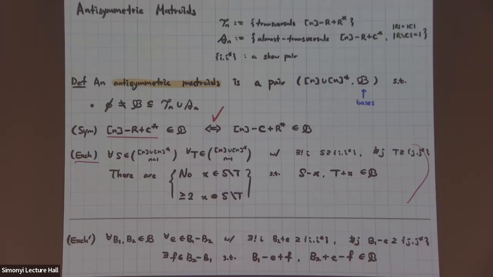You can easily convert this into a more familiar language. If we choose S and T carefully, then you can check that this can be converted into this language. If we have any bases and pick any element from the set difference, then if it satisfies a certain condition, we can always find another F so that B1 minus E plus F and B2 plus E minus F are both bases.